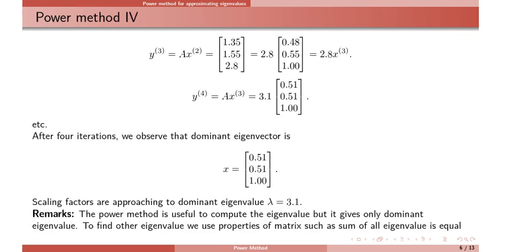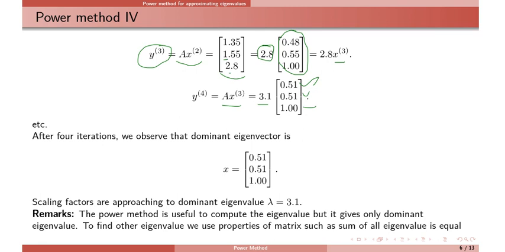and again apply A on x2, denoted by y3. Okay, so just multiply A with x2. So you got this 1.35 1.55 2.8. Take 2.8 outside. Okay, and this remaining vector is the new approximation denoted by x3, and again apply A on x3, as we were required to write 4 iterations. Okay, so then you got this 3.1 outside, and this is the eigenvector.